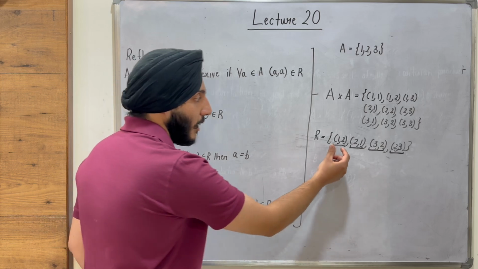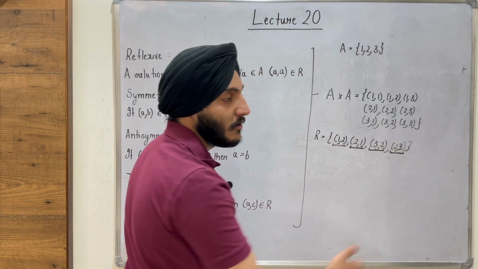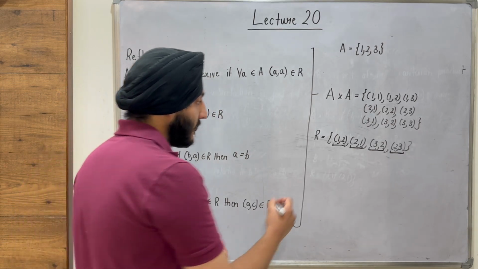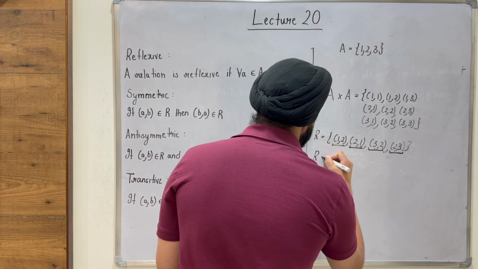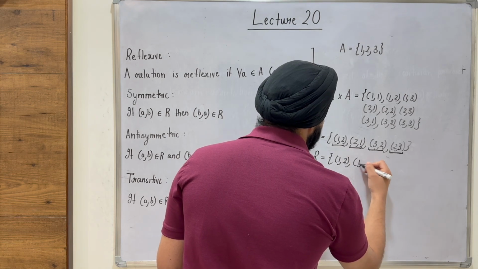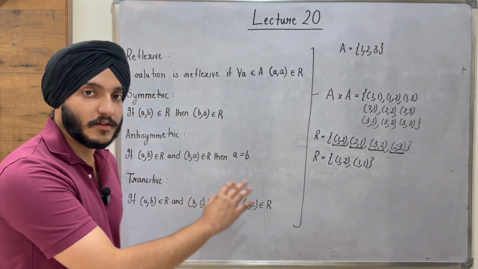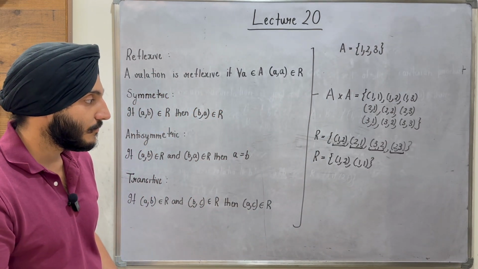So in this case, (1, 2) is in the relation, (2, 1) is also there, (3, 2) is in the relation, (2, 3) is also there. Now let's take a look at another example. Let's say the relation is (1, 2) and (1, 1). You can pause this video and try to figure out whether this is a symmetric relation or not.